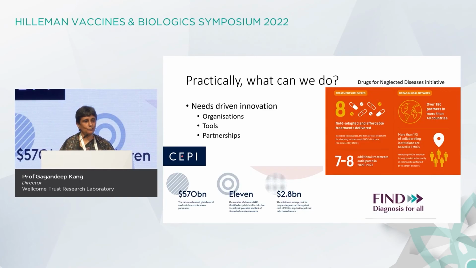So practically, to end, what can we do? We need needs-driven innovation. We have examples of where this has been successful in terms of organizations, CEPI, FIND, DNDi, the Medicines for Malaria Venture. There have been organizations that have started to make a difference. We need to focus on new tools that are intended to provide access and equity, and we need the right kinds of partnerships. Without all of these, we cannot possibly succeed.